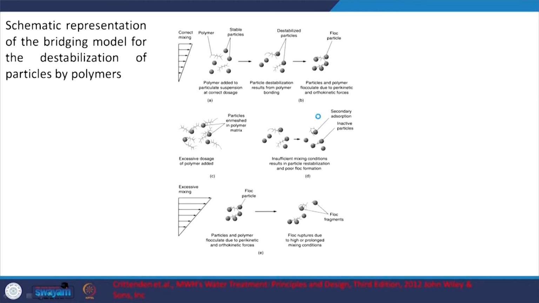I think I have a picture. Okay, so here you see that. Here we have correct mixing and excessive mixing, we will come back to that. So, here is my polymer, let us say cationic or anionic or non-ionic depending on the situation.